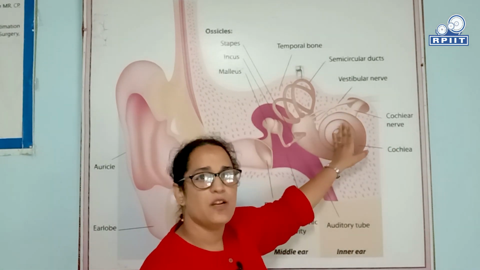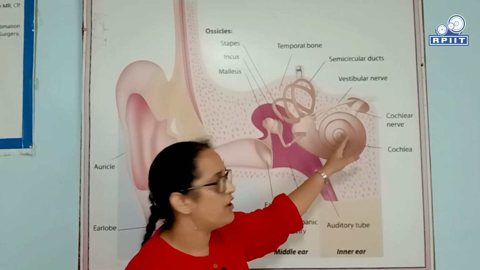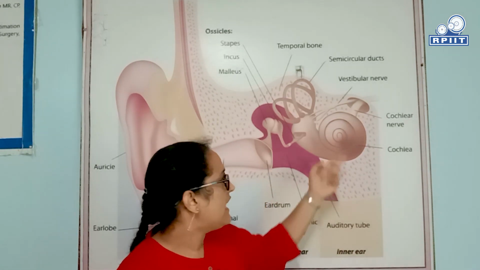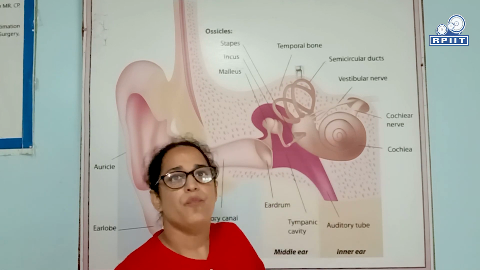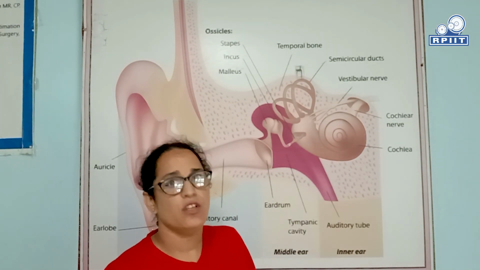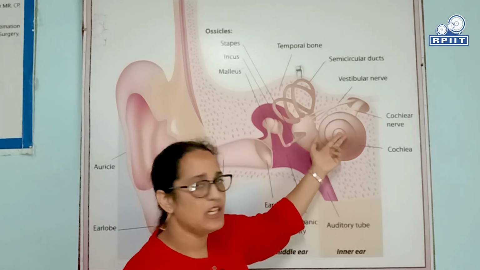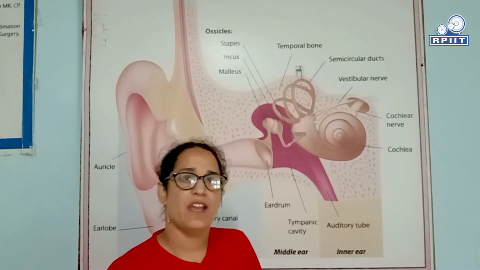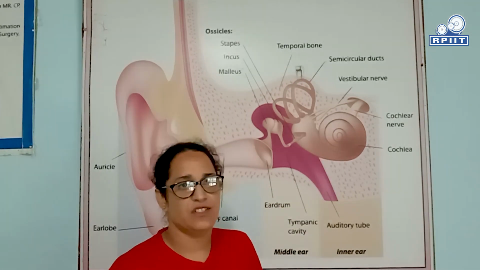The cochlear portion of the vestibulocochlear nerve, the 8th cranial nerve, transmits this impulse through the foramina of the temporal bone towards the temporal lobe in the cerebral cortex, where the sound is perceived.